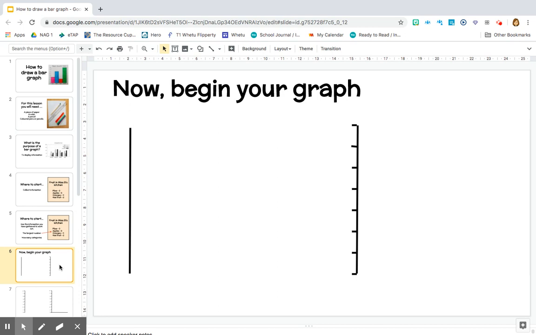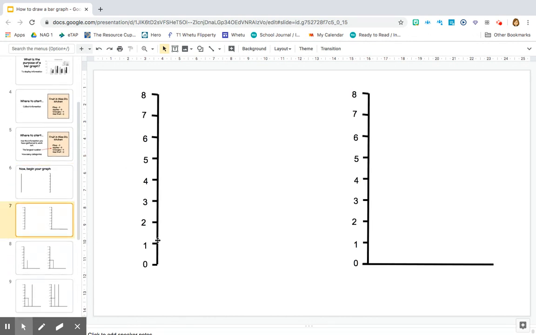Now I can begin my graph. I start with drawing a line. On the line, I then mark all the different spaces the numbers will be put on. You can see that each of these has been spaced out evenly. It's very important to make sure that they are even. The next step is to put those numbers on, and you can see that I have done that. 0's at the bottom, and remember 8 was our biggest number, so 8 is at the top.